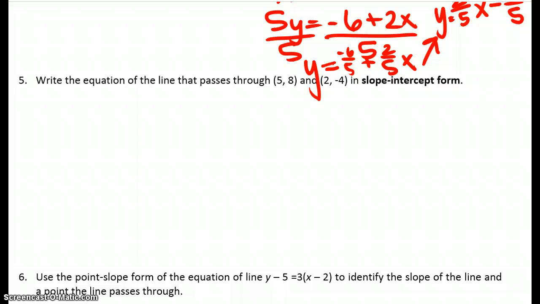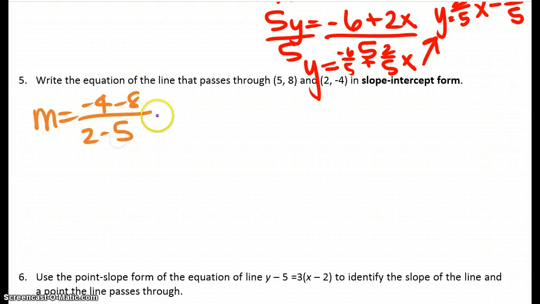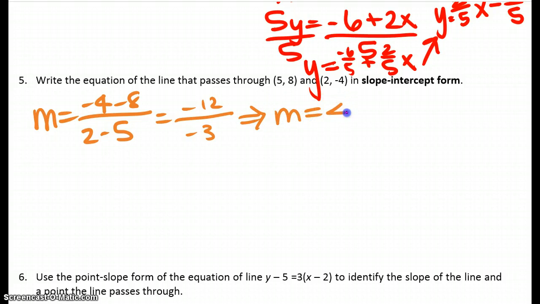So this is the one where you have to find the slope first, and then solve for the y-intercept by plugging in one of these points. So slope first is negative 4 minus 8 over 2 minus 5, which gives me negative 12 over negative 3, which simplifies to being m equal to 4.